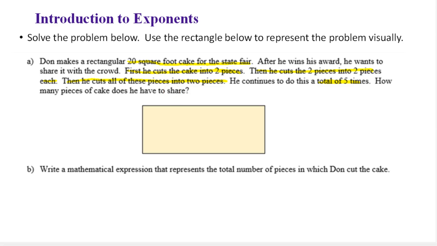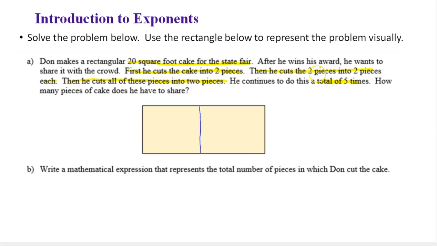Okay, so this was a whole lot of information. I can see now the size of the cake didn't matter. We don't care it's a 20 square foot cake because we just want to know how many pieces it's getting cut into. So let's follow this one step at a time. So he first cuts it into two pieces. So here's our cake. Okay, and pretend they're equal pieces.